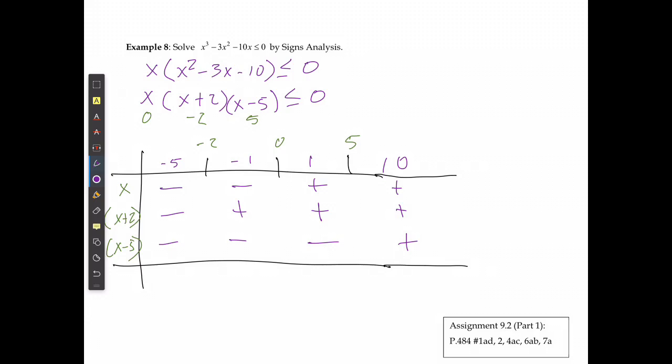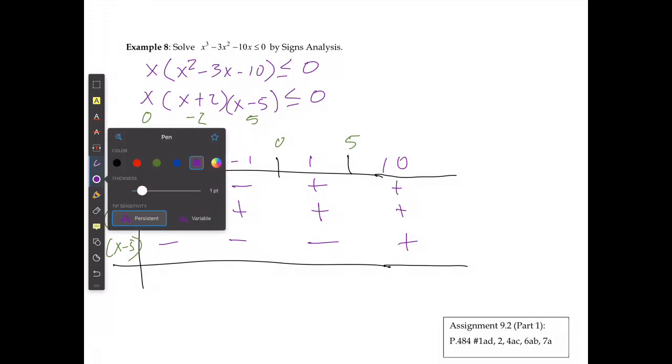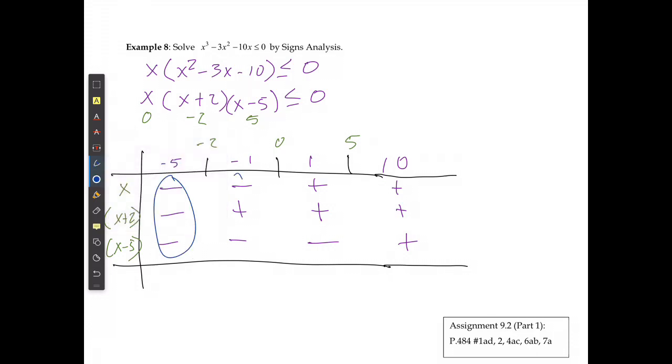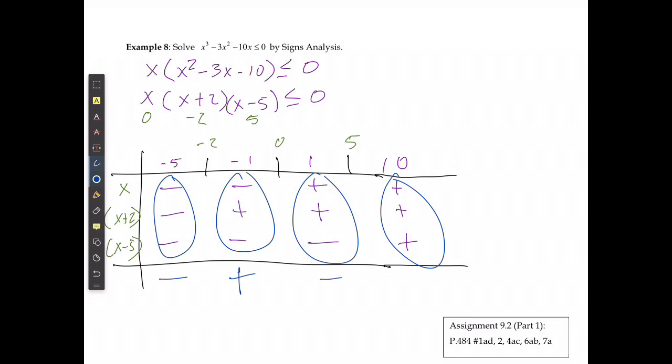When I do the vertical multiplication, like we did when we first did this, then a negative and a negative are going to be positive, times the negative is going to be negative. Negative, positive, and negative are going to multiply to make a positive. 2 positives will be positive, times the negative is negative, and 3 positives will be positive.